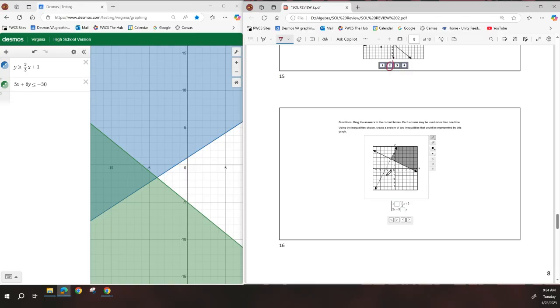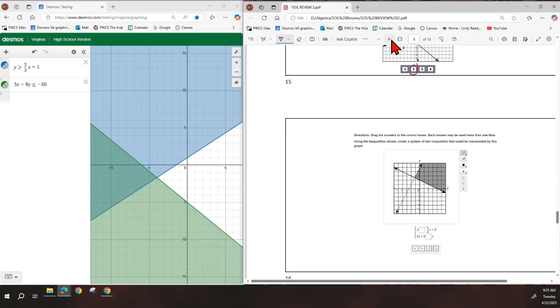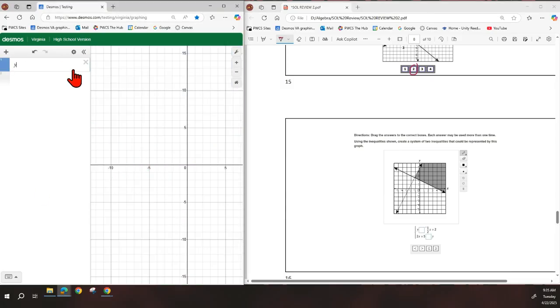For this one, we're trying to sort of work backwards. We have the graph, and we want to know which inequalities go in these, or which inequality symbols go in the inequalities. And so this is a thing where we might just test it out. So I'm going to type in everything except the inequality symbol, and then I'm going to test these inequality symbols out.